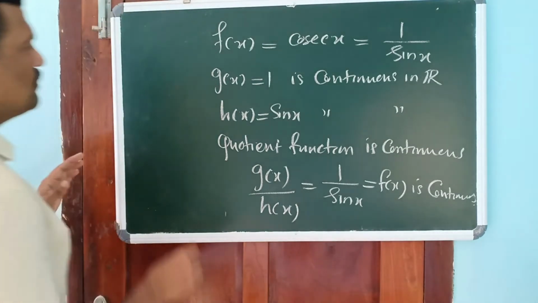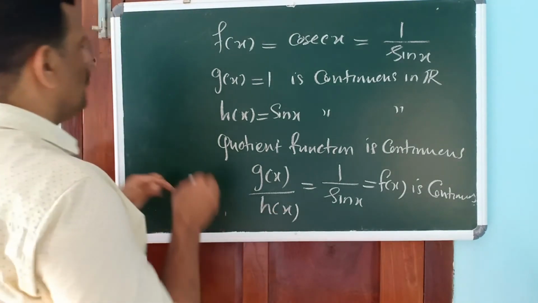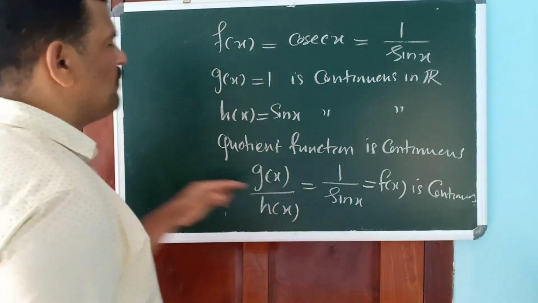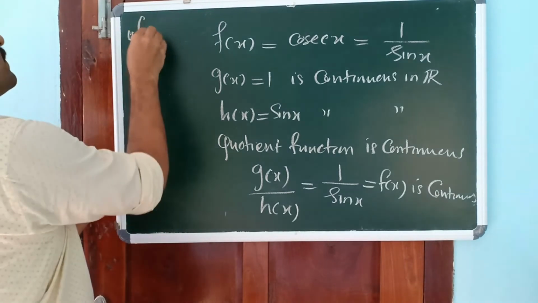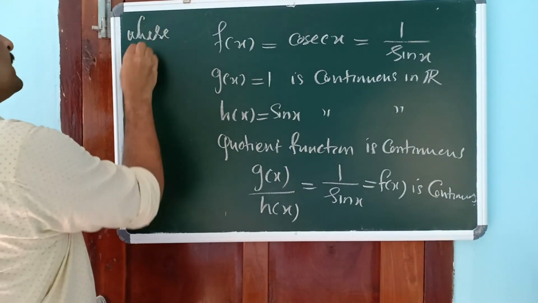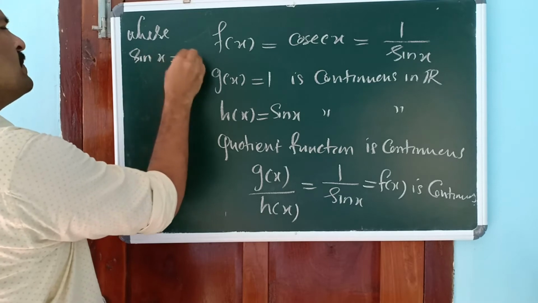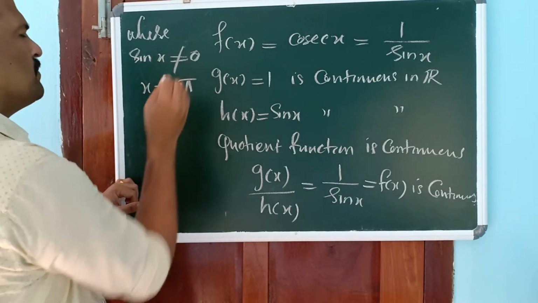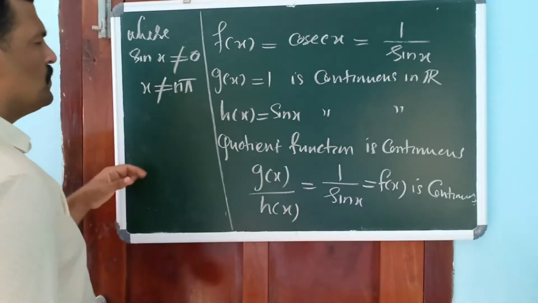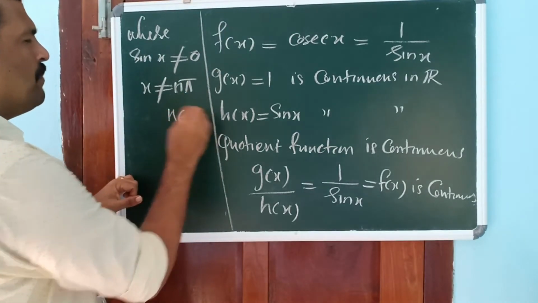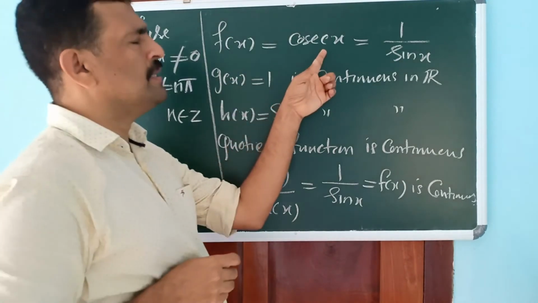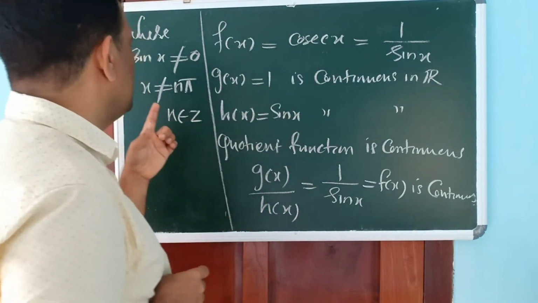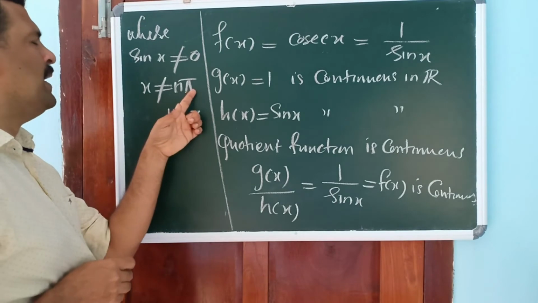Here you have to remember the denominator h of x is not equal to 0. That means where sin x is not equal to 0. That implies x is not equal to n pi, where n is an integer. That means cosecant x is continuous for all real numbers except integer multiples of pi.